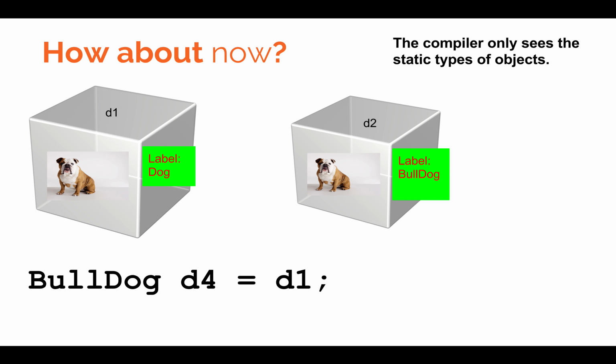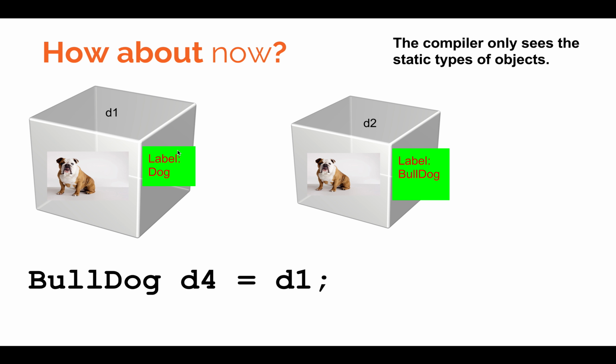What about this? Is this a problem? Okay, so this is a problem. Why is this a problem? Perfect. Because of this line: the compiler only sees the static type. The compiler does not know that inside the box is actually a bulldog. So the compiler makes a new box, D4, labels it bulldog, and then tries to put D1 inside it. But D1 was labeled dog. I don't know what's inside it. I can't take the contents and just transfer them.